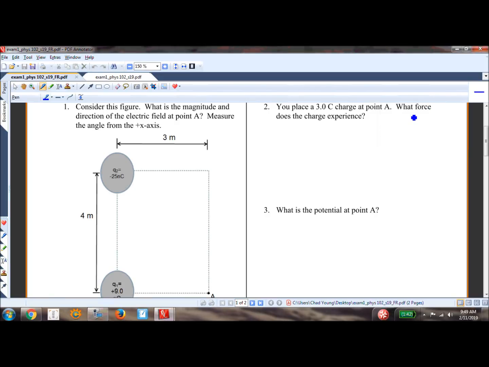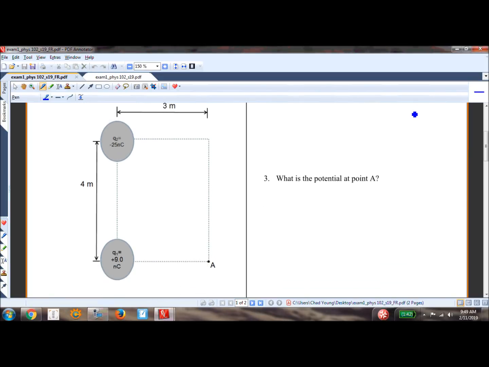Okay, this is exam 1 from spring 19. The first thing here is I want to know the direction and the magnitude of the electric field at point A. And the first thing I want to do is just draw the vectors. So I have two vectors. One, I imagine that there's a positive charge there, and then I imagine what is the direction of the force that that charge would feel. Well, it would feel a force up in that direction.